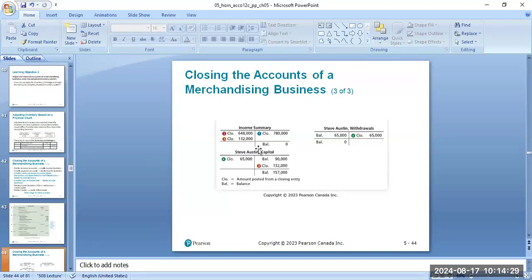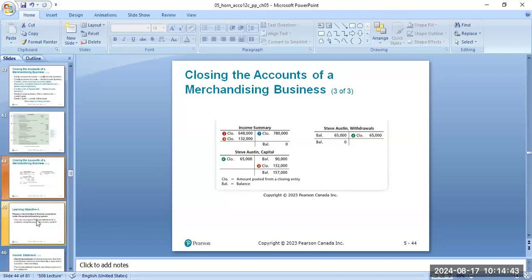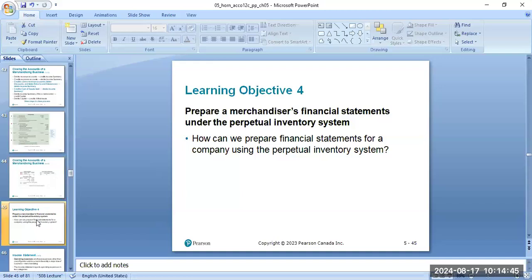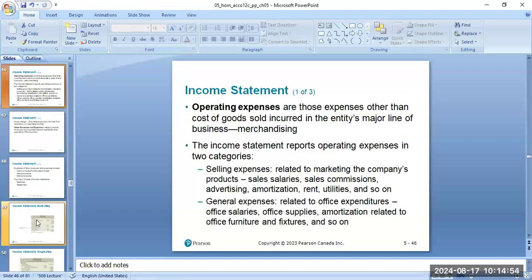So what has happened is the income summary account is closed, withdrawal account is closed, and in the capital, this person has a balance of $157,000. Now we have to prepare a financial statement for that perpetual inventory system. How can we do that?